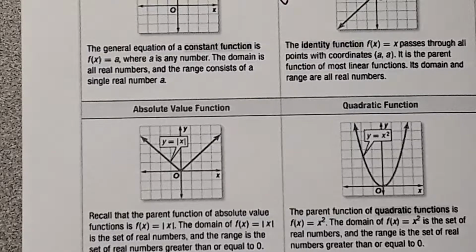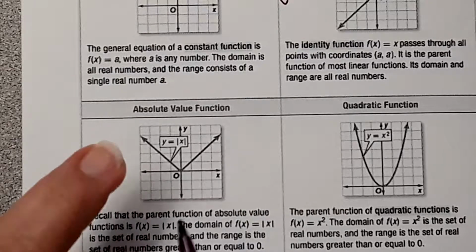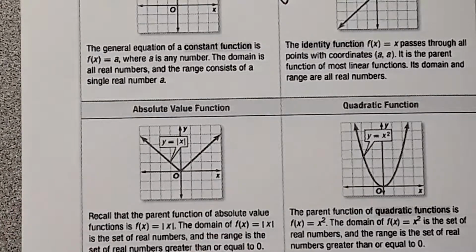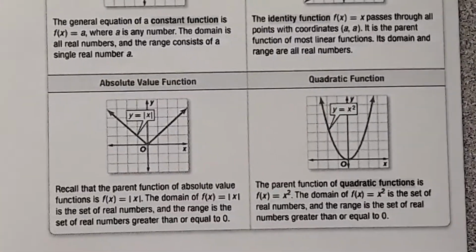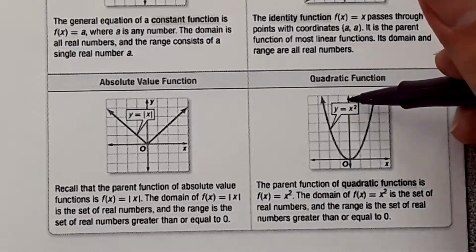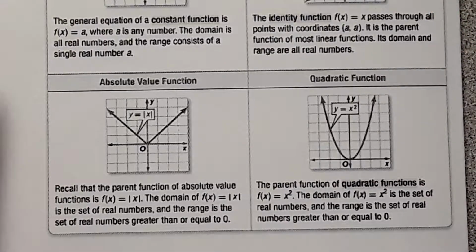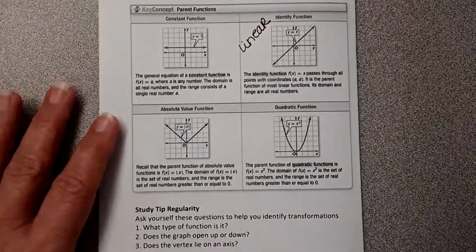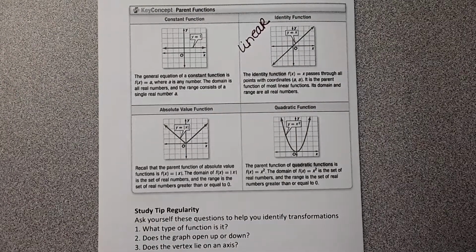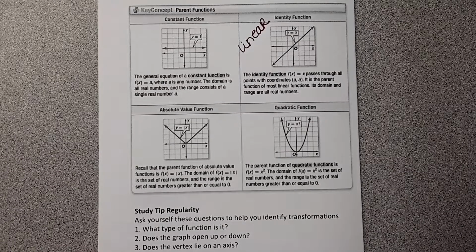So we have y equals a number. We have y equals x. We have y equals the absolute value of x. And then we have our last one, which is called the quadratic function, which is y equals x squared. Please notice that in all of these functions, it's y equals a number, x, the absolute value of x, or x squared. Notice that there are no other numbers in the parent function. It is just y and an x.